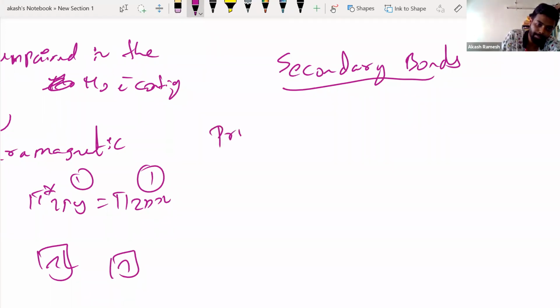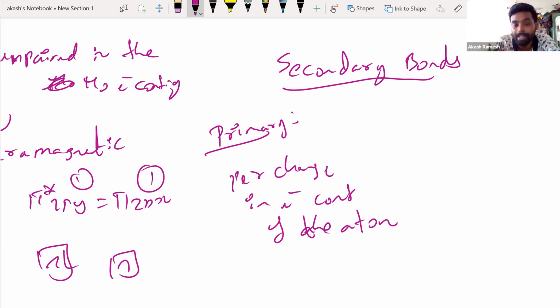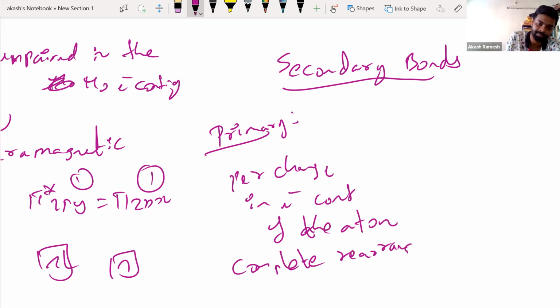So remember people, in primary bonds, there is a permanent change in the electronic configuration of the atom. That means the electron is completely lost, completely gained, or completely shared. There is a permanent change in the electronic configuration, or this is how we call it, complete rearrangement in the electronic configuration.